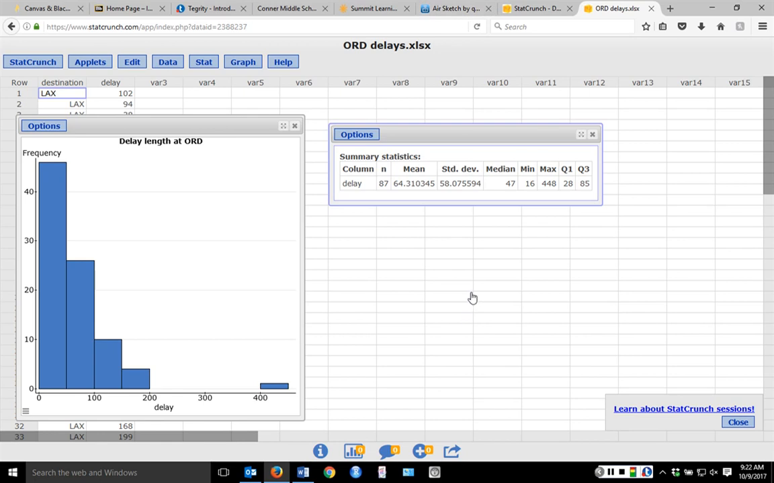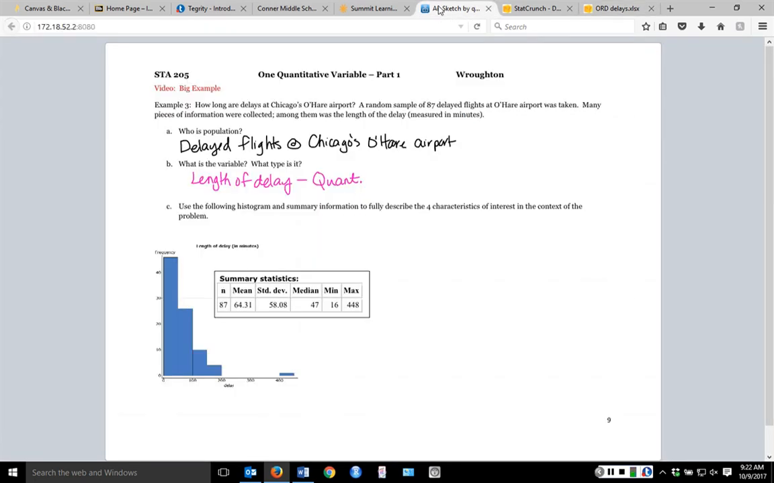Now we're being asked to describe the 4 characteristics. So we're talking about shape, outliers, center, and spread. For instance, standard deviation. So if I look at my shape, how would you describe our shape? Well, it's definitely unimodal. This has that one peak to it. It's definitely not symmetric. It's going to be skewed to the right. Alright, are there any outliers? Definitely. This one right over here is an outlier that we have. I can actually figure out its exact value because that would be the maximum.